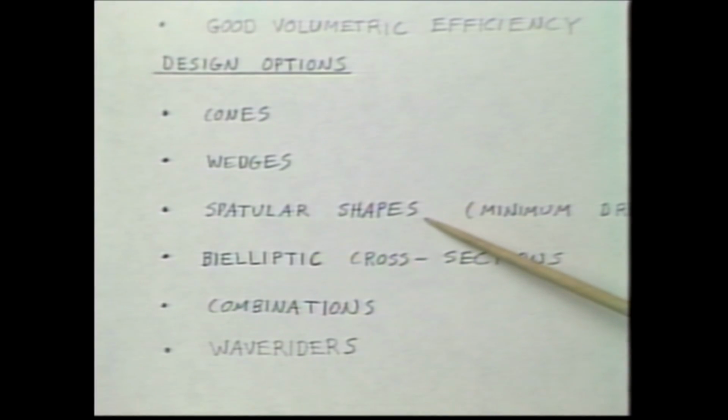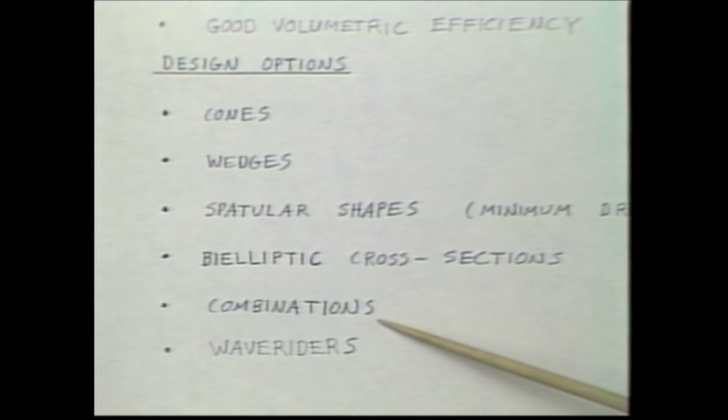Design options, a lot of them: cones, wedges, spatula shapes. I'll describe all these. Bi-elliptic cross sections, combinations, and wave riders were mentioned. I originally didn't include it. Wave riders are good L over D devices, and so for that reason you wouldn't necessarily apply them to an SSTO, but the flow uniformity may make it a viable option.